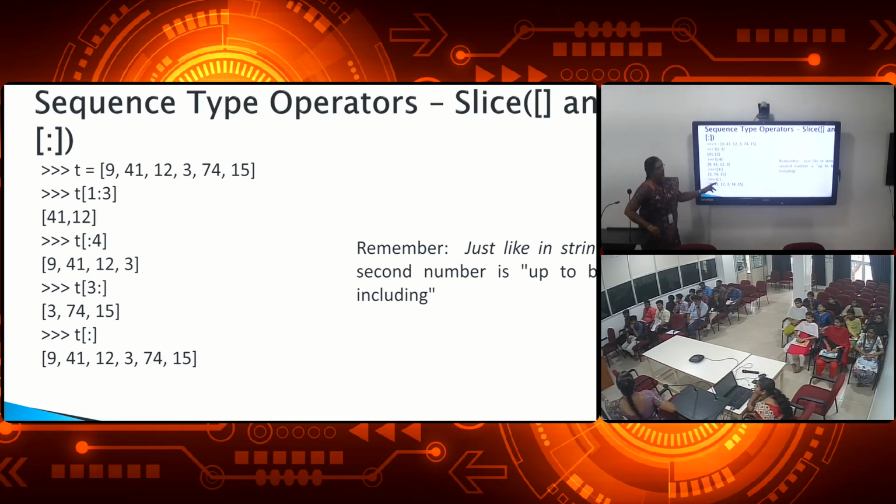Suppose I didn't use any starting value or ending value, in the sense I can extract all the values, right? So remember what I'm saying: the second number in the slice is up to, not including, the next one.